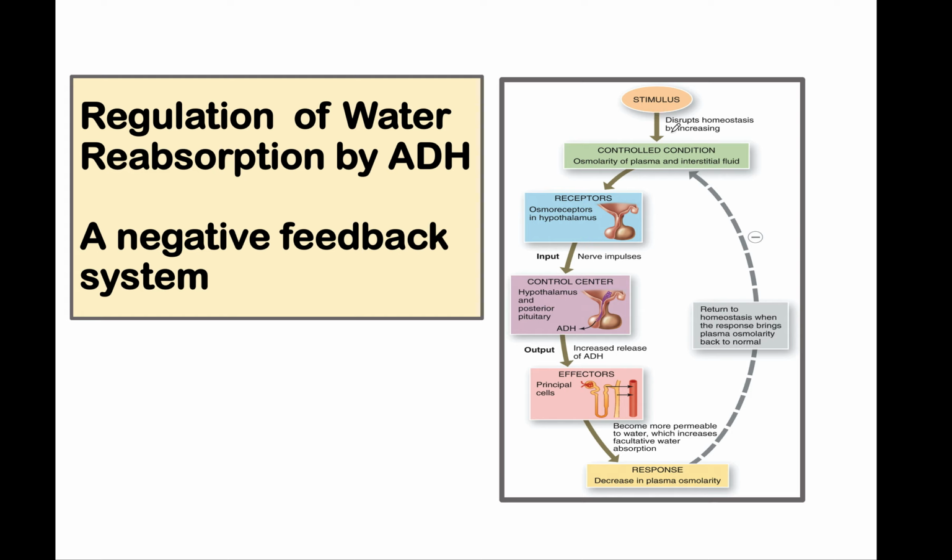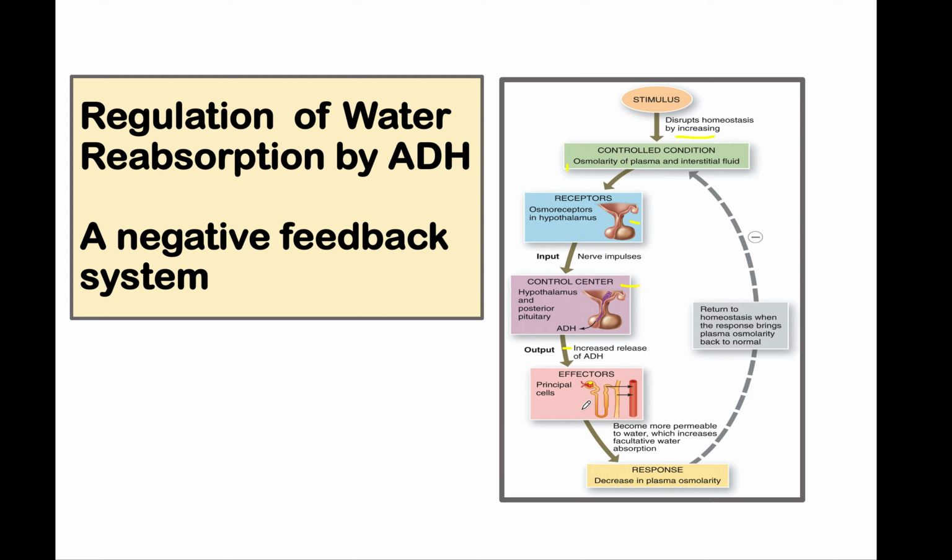So here you have the stimulus: increased osmolarity, either by lack of fluid intake or by dehydration. Osmoreceptors detect it, and then the hypothalamus produces ADH, which is stored in the posterior pituitary. The ADH is released from the pituitary, and it exerts its effects on the principal cells in the distal convoluted tubules and the collecting ducts.